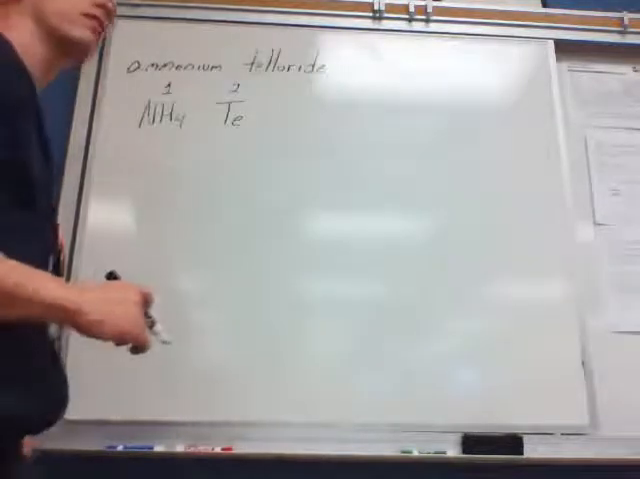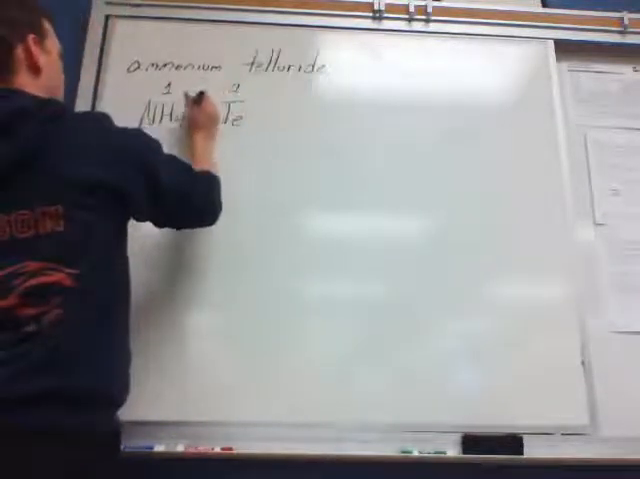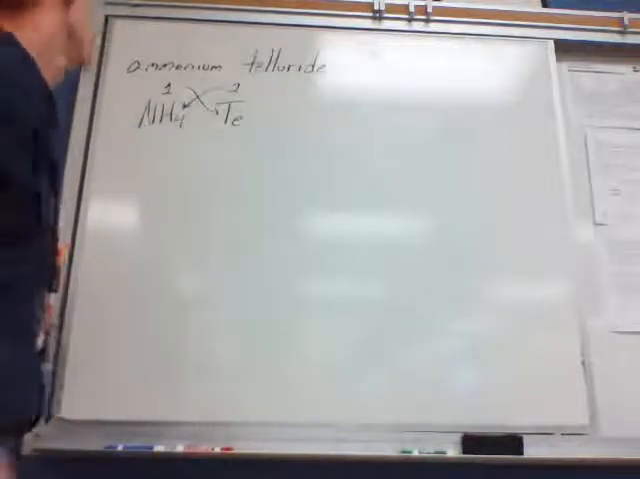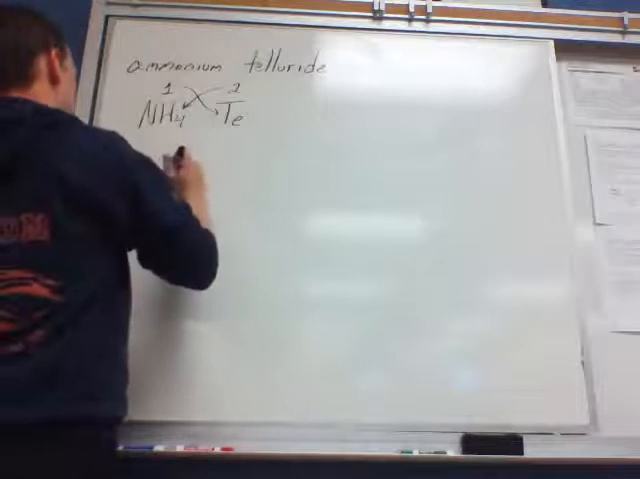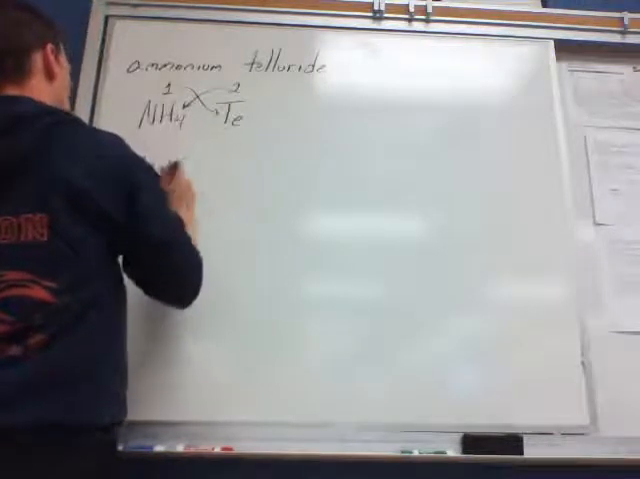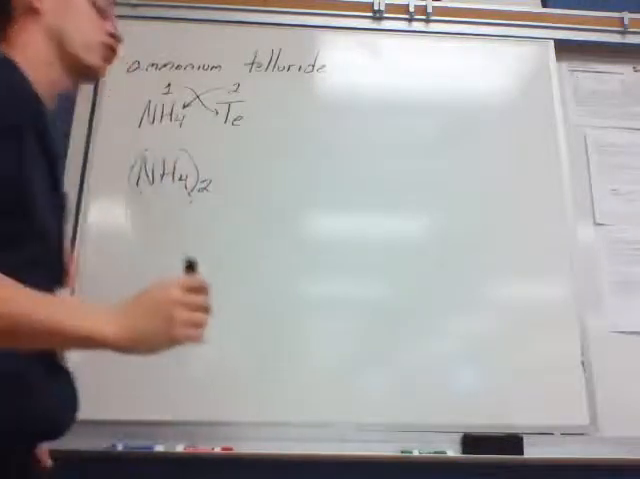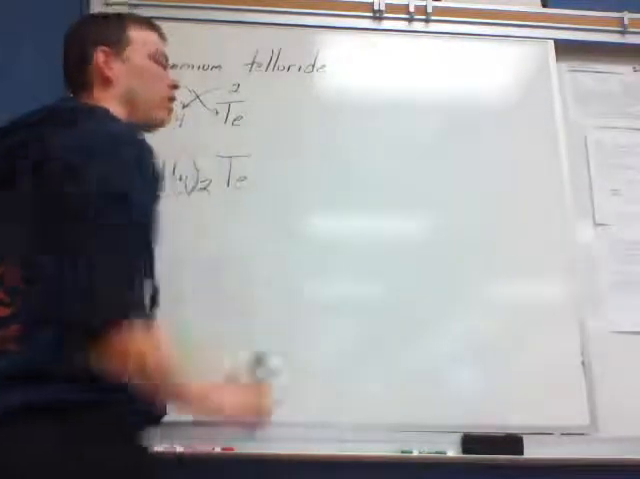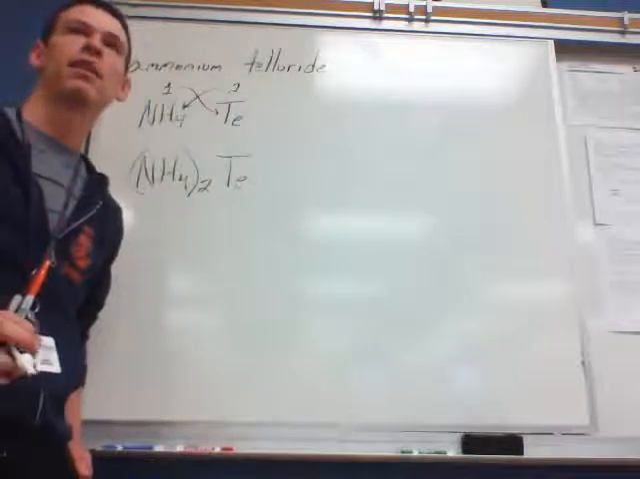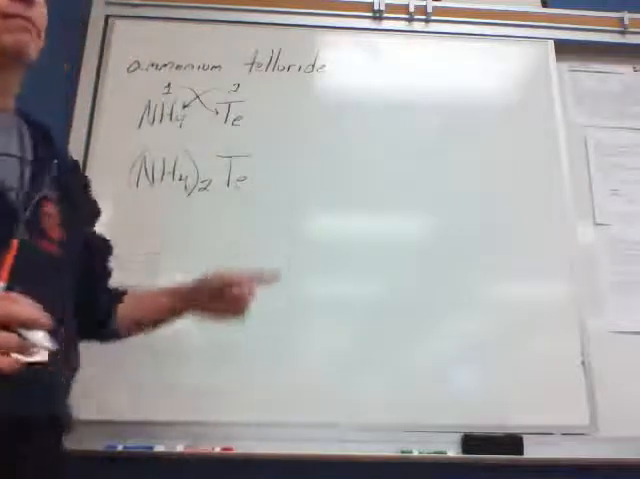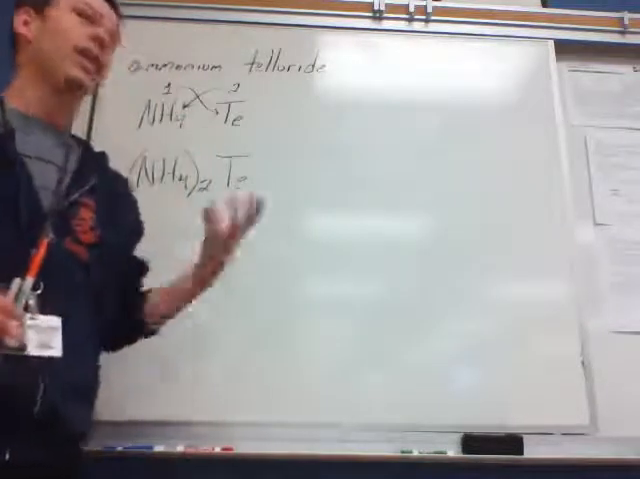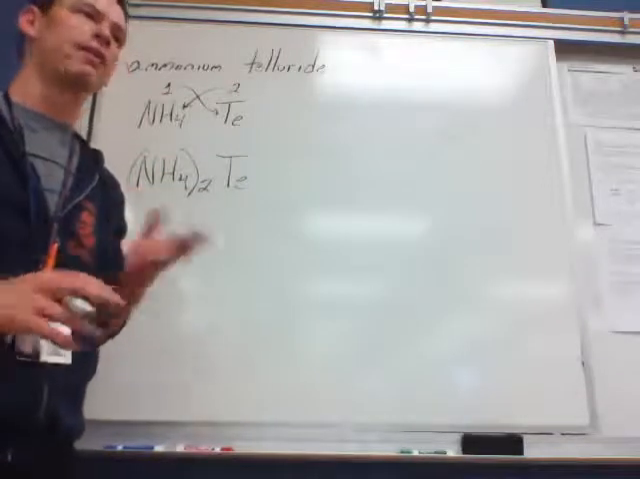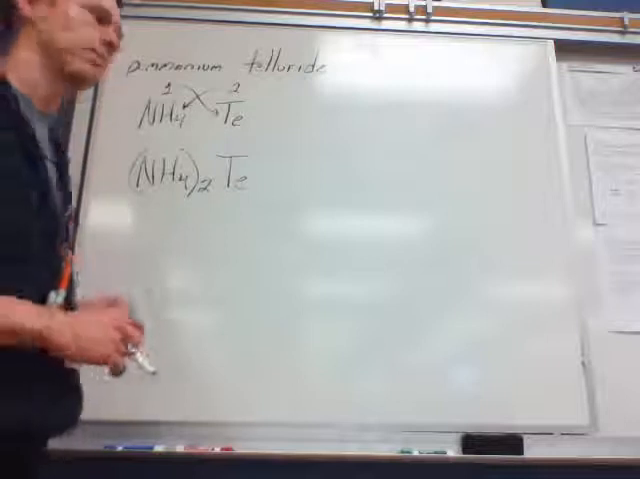What do you do when those two numbers are different? You crisscross them. That means ammonium, which is polyatomic, is receiving a 2, so parentheses are necessary. And tellurium received a 1. We don't show 1s. And there's our formula, (NH4)2Te. If you have no recollection on how to do what I just did, then you need to come to tutoring, which is held every single morning in this room. Come see me.